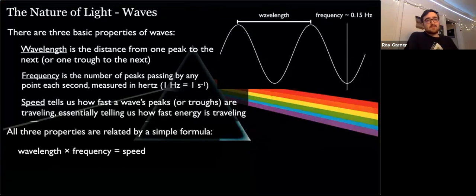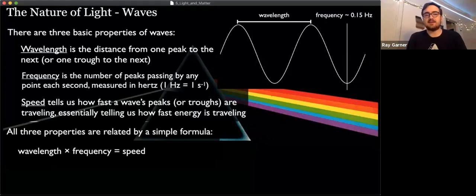So we'll first talk about waves. And there are three basic properties of waves. So we've got a wavelength, which is the distance from one peak to the next. These are called peaks. The bottom parts are called troughs. So wavelength is distance from peak to peak, or from trough to trough, they're the same.